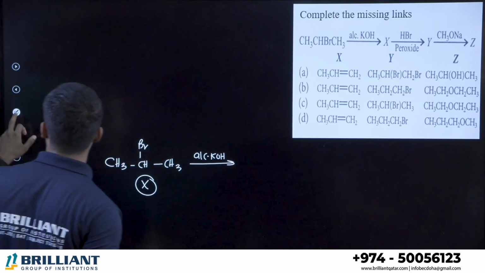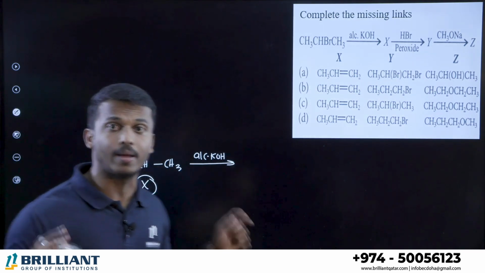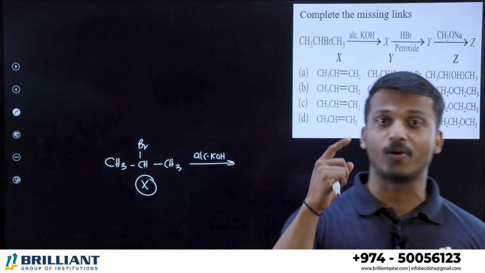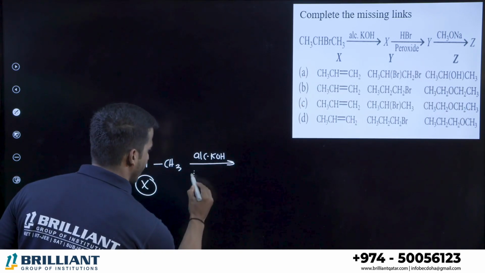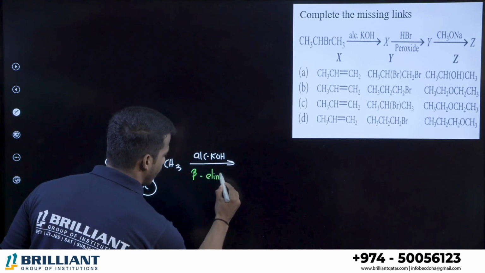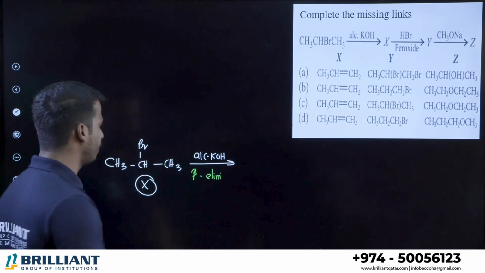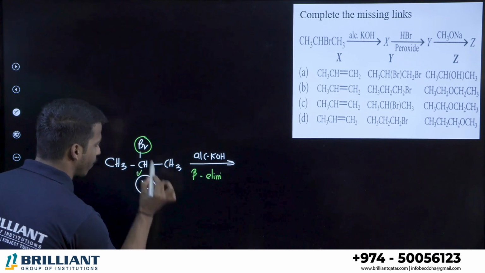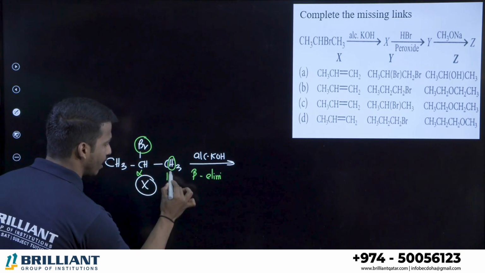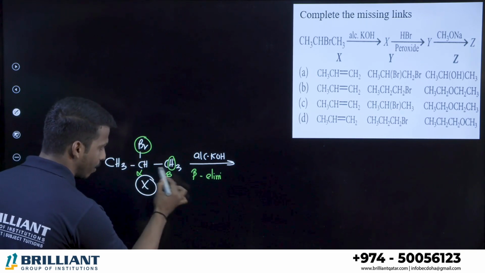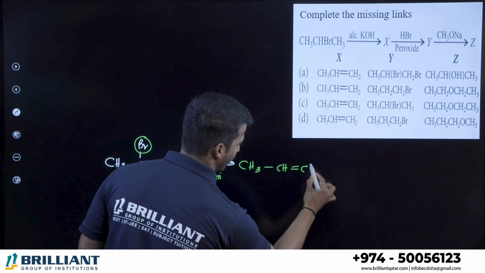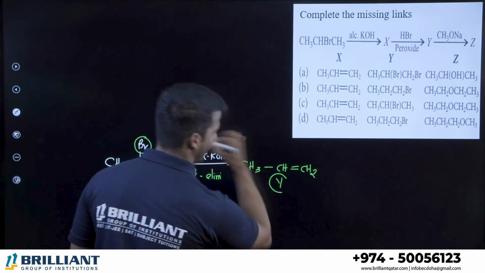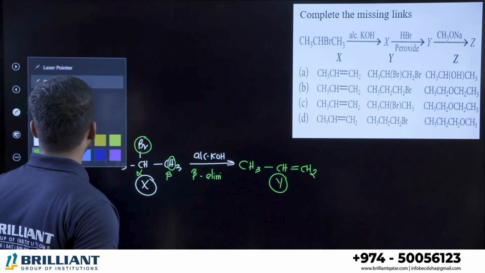What is the purpose of alcoholic KOH in organic chemistry? We use alcoholic KOH for beta elimination. It is a strong base. What is beta elimination? Take the halogen from the alpha carbon, take one hydrogen from the beta carbon, and make a double bond between alpha and beta. So your product is propene. This is compound Y. Okay, let's carry on, the reaction is not over.